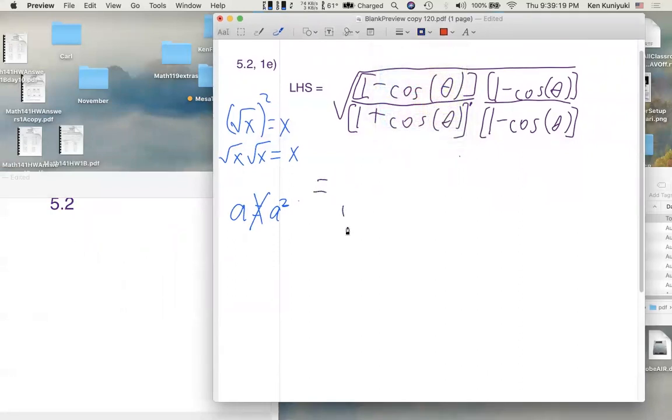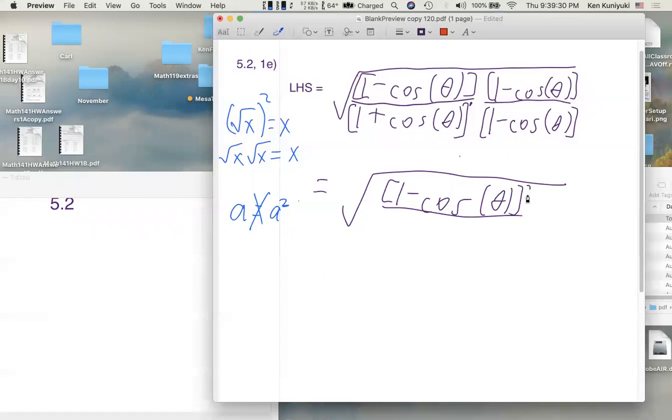So what happens underneath here? Well, a guy times himself is just the guy squared. So we take 1 minus cosine of theta, all that squared. And no, you don't have to work out the square, as we'll see. Over here, you square the first guy, 1, minus the square of the second guy. Remember, if you have a sum times a difference of the same two guys, A plus B times A minus B, this is A squared minus B squared. Any questions so far?